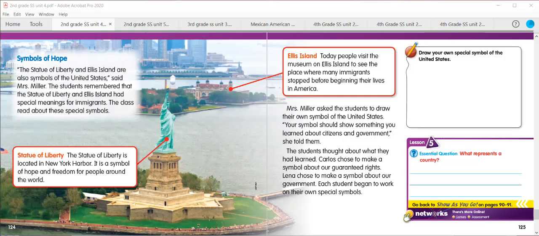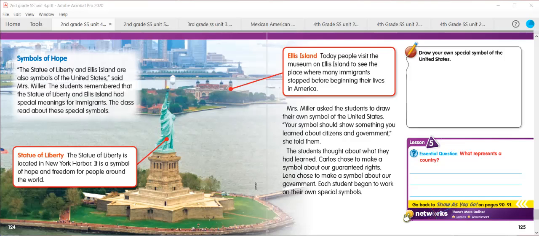Okay, for our quick check question, why are the Statue of Liberty and Ellis Island symbols of the United States? We know that they are the first things that immigrants see when they enter New York Harbor. The Statue of Liberty and Ellis Island stand for hope and freedom to the people around the world.